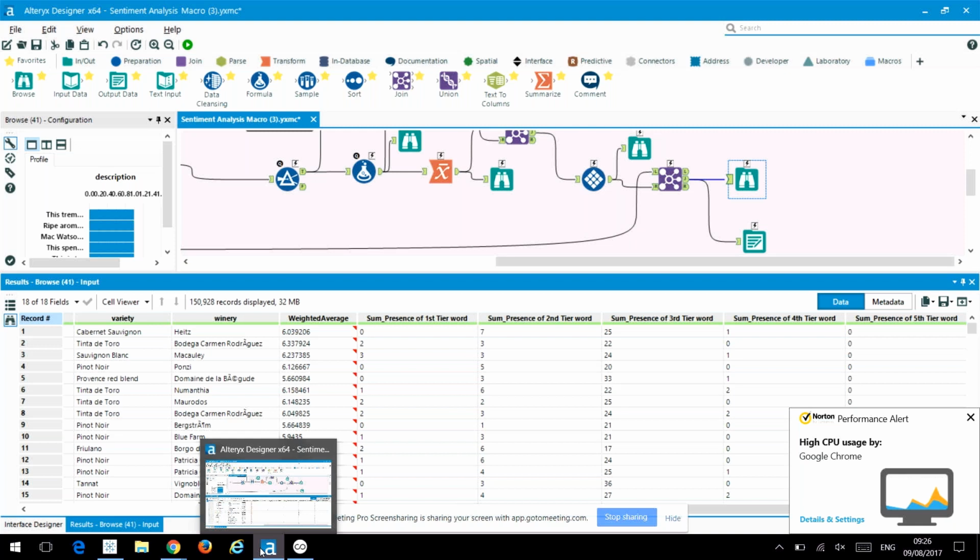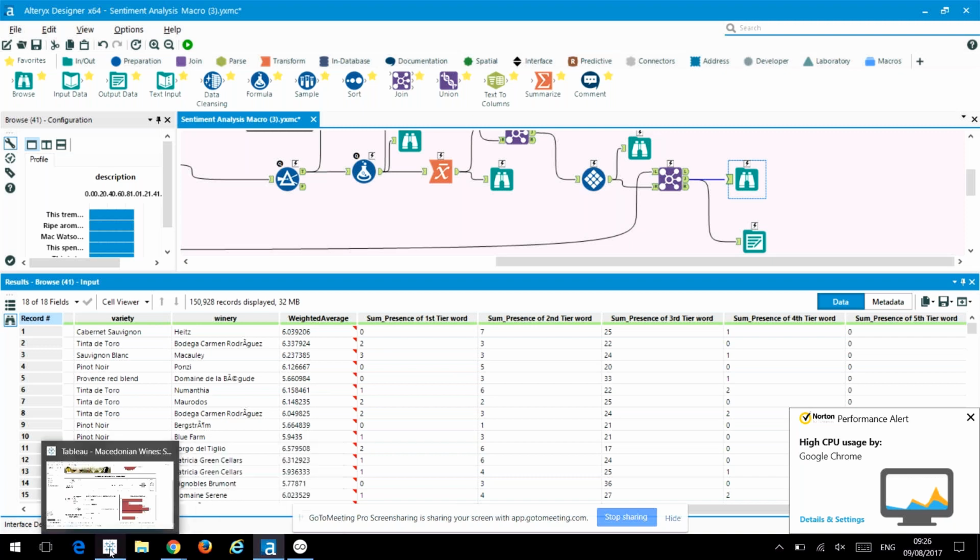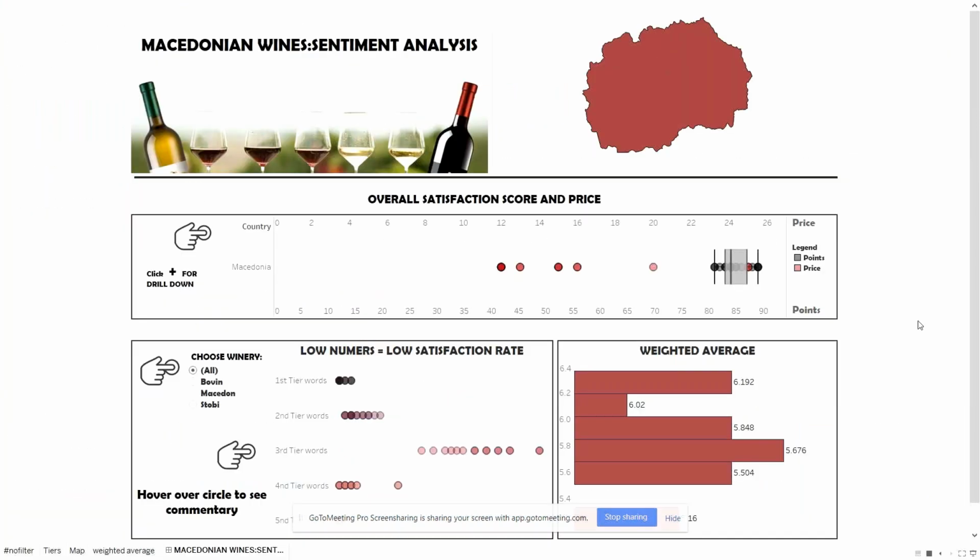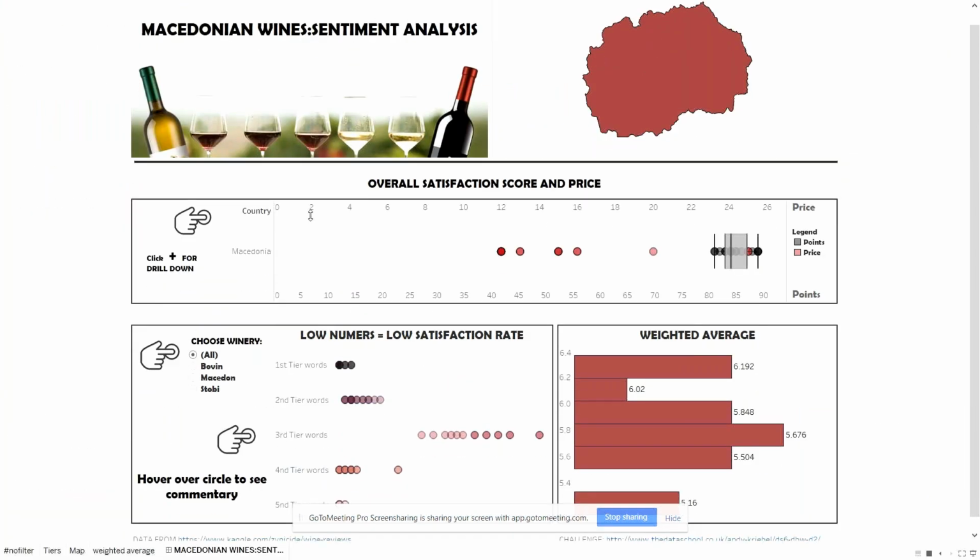So here it is, the map of Macedonia. Hang on one second, it's got to catch up. It's because your Chrome is killing your battery. Is that Macedonia on the right, the blob on the right? Yes, the blob.